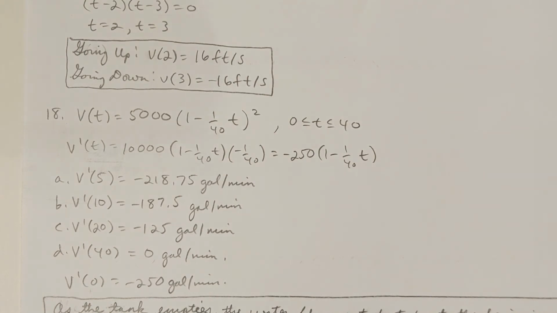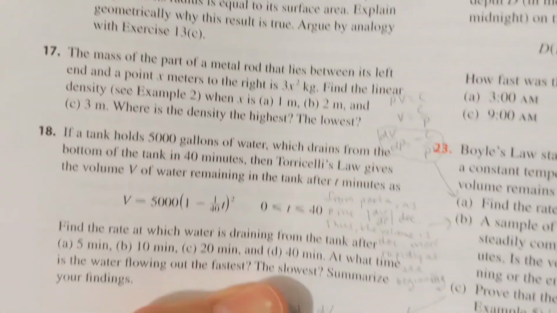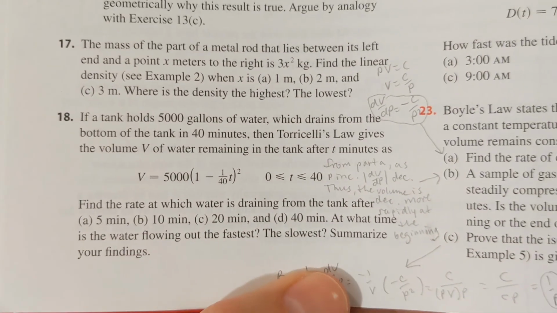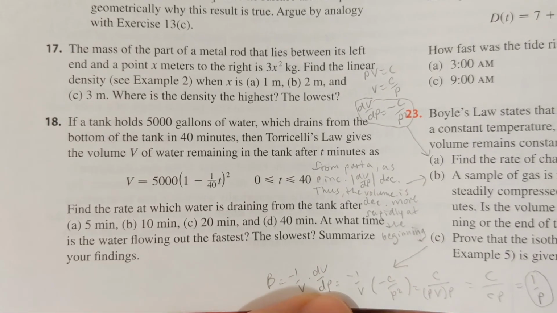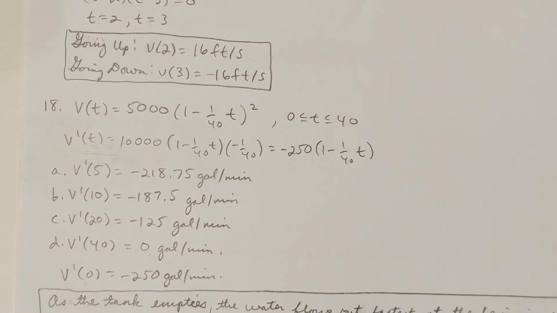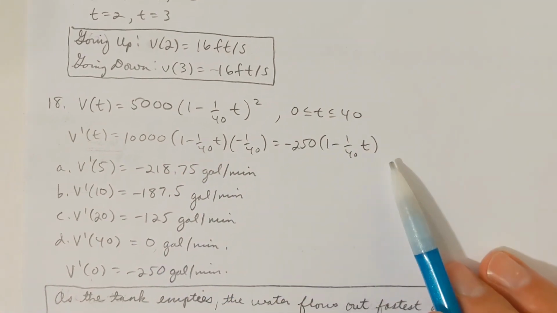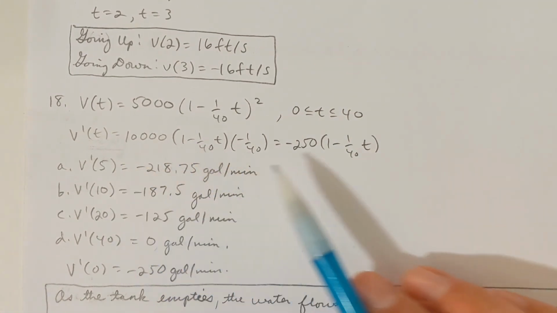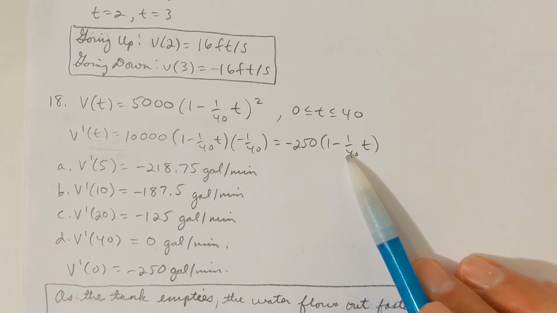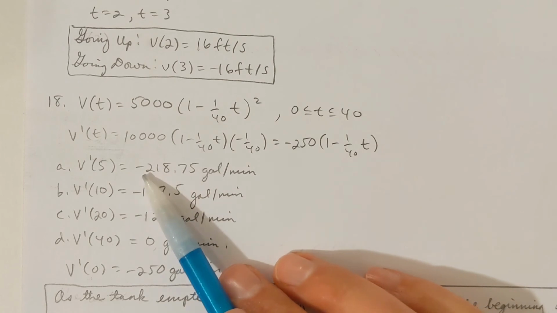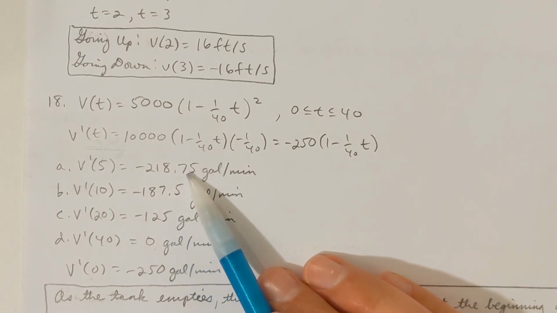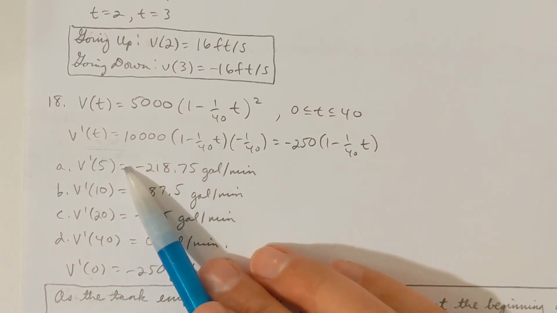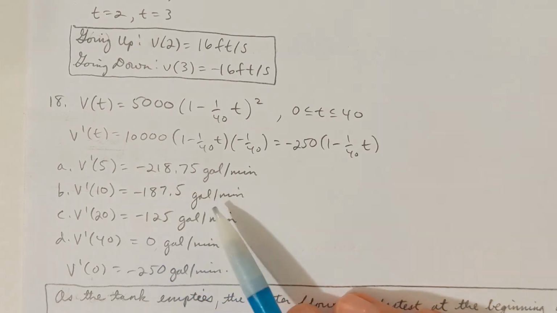Okay, now it says in the problem, find the rate. Okay, so I'm working with a derivative. Find the rate at which the water is draining from the tank after 5 minutes. Well, let's plug it in and simplify, right? So if I plug 5 into V prime, I get negative 218.75. And that's exact, by the way, so I'm good with the equal sign there.